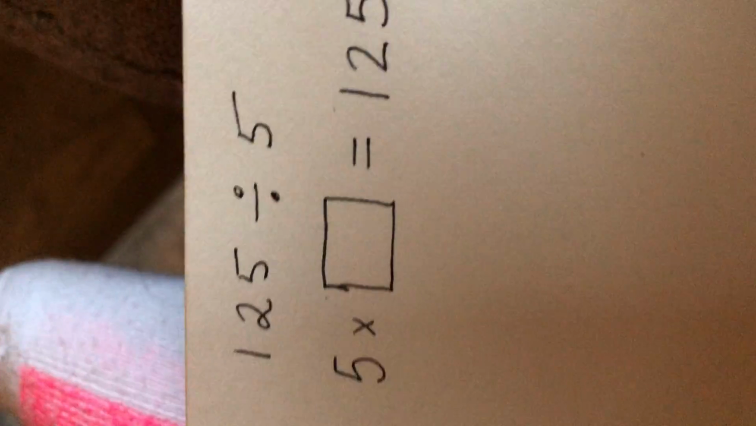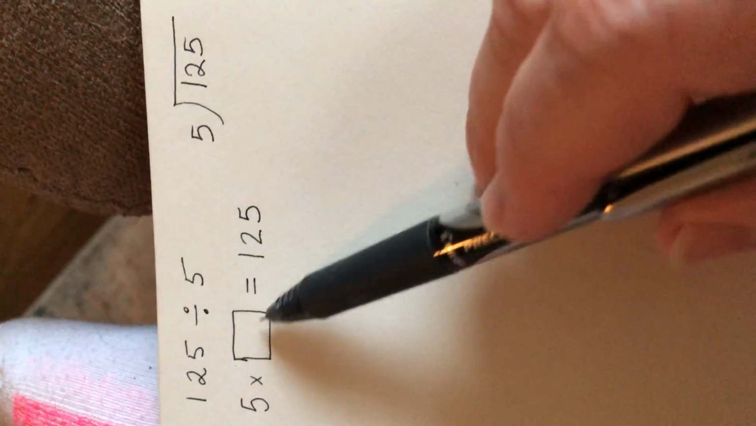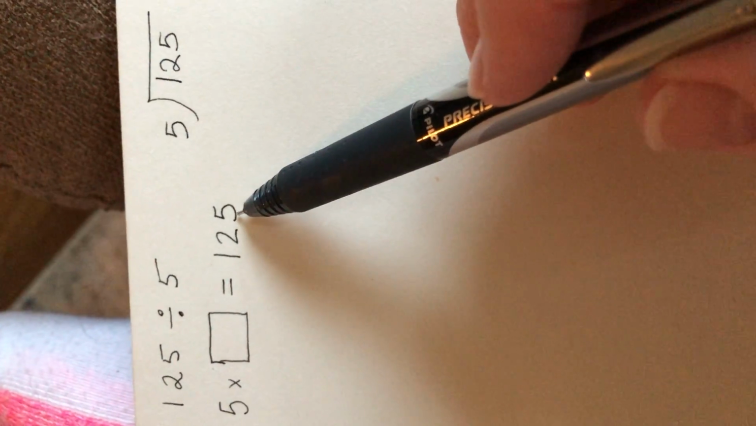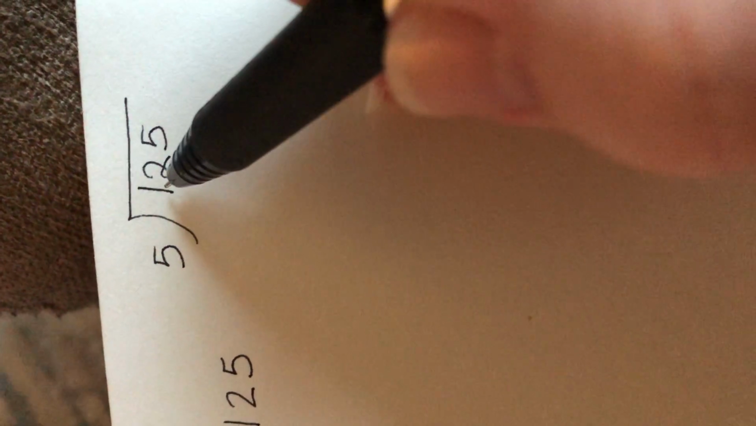Up here, we have 125 divided by 5, or the idea is 5 times something gives me 125. If we do it over here, we can say, okay, 5 doesn't go into 1. 5 times something isn't going to give me 1. 5 times something could give me 12 without going over. 5 times 2 is as close as I can get to 12 without going over. 5 times 2 gives me 10.